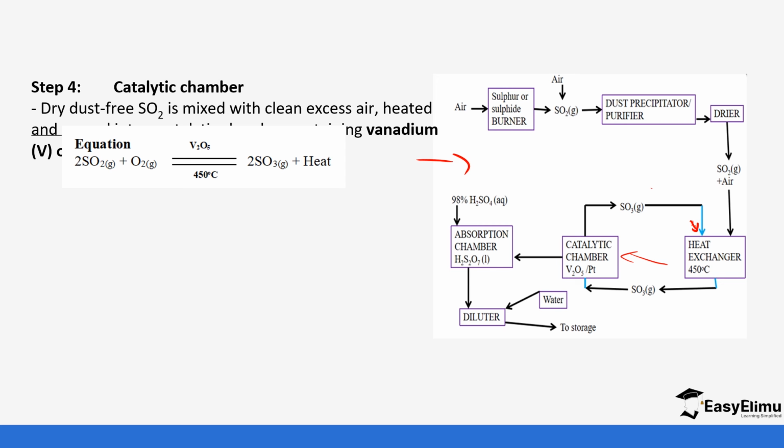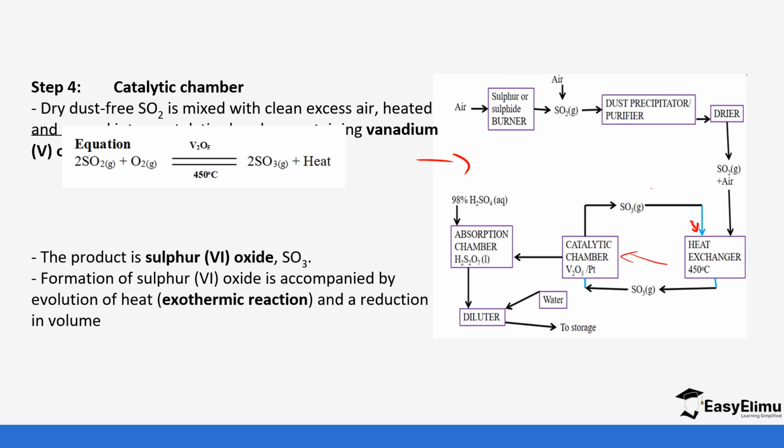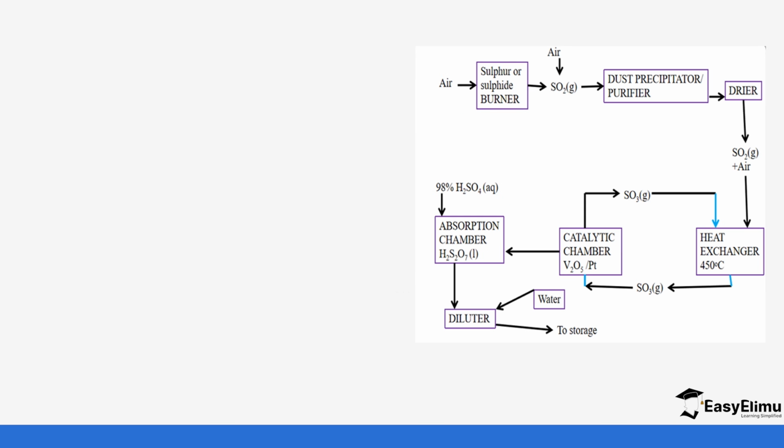In the catalytic chamber, sulfur 4 oxide reacts with oxygen to form sulfur 6 oxide, and a lot of heat is produced. This reaction occurs at around 450 degrees Celsius, and it is exothermic in nature. We'll see how we can maximize this. The product is sulfur 6 oxide, and it is accompanied by the release of heat.